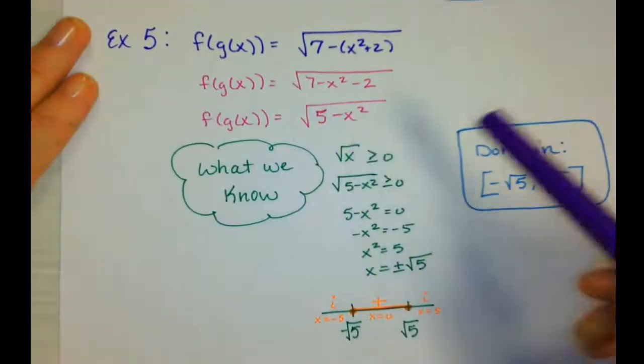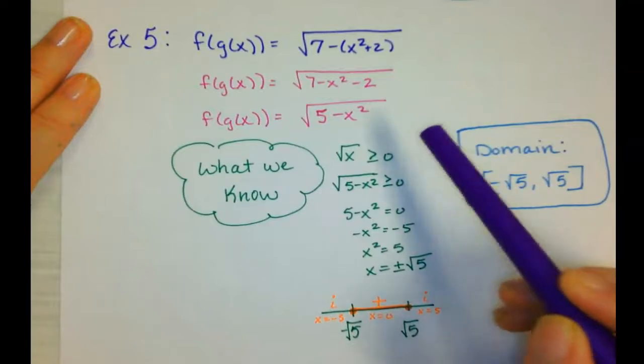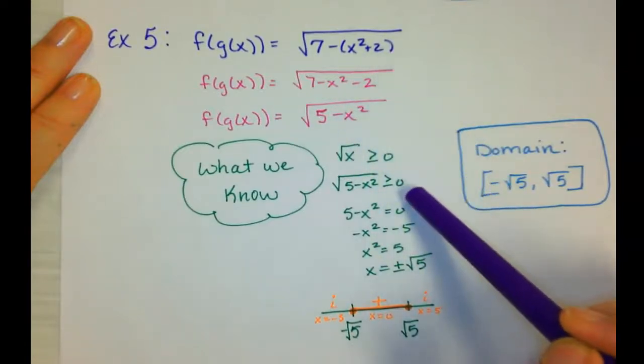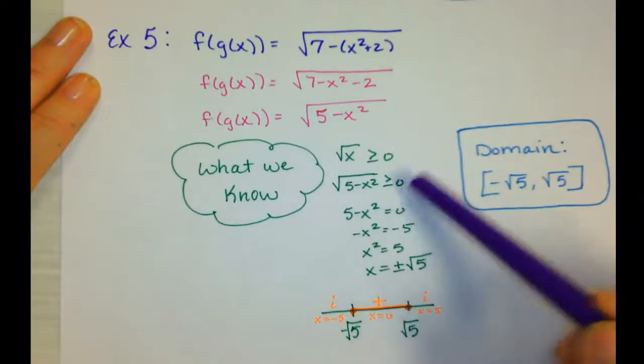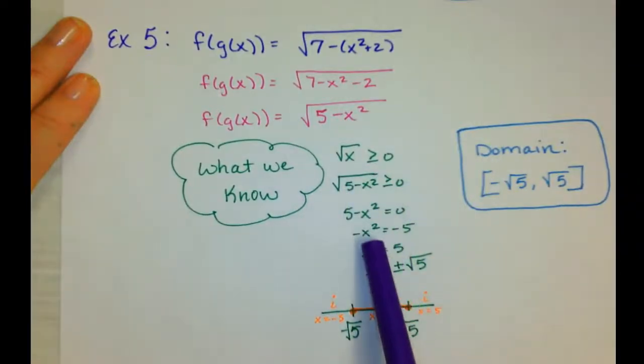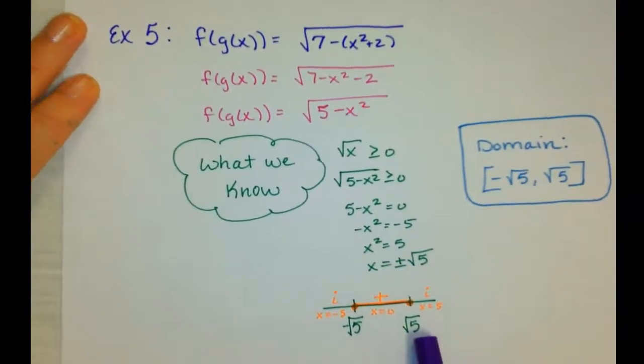So what do we know? We know that the square root of x has to be greater than or equal to 0. And because this is not a fraction, the square root of 5 minus x squared has to be greater than or equal to 0. So again, I'm going to pull out what's underneath. 5 minus x squared equals 0, so x squared equals 5, and x equals plus or minus root 5. And that's just me solving for 0. So those go on my number line here and here.